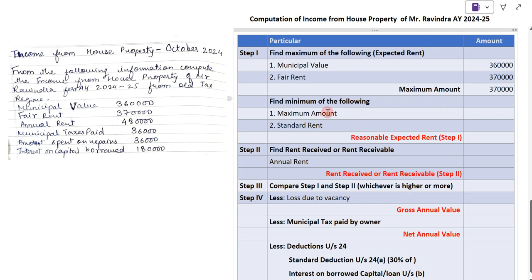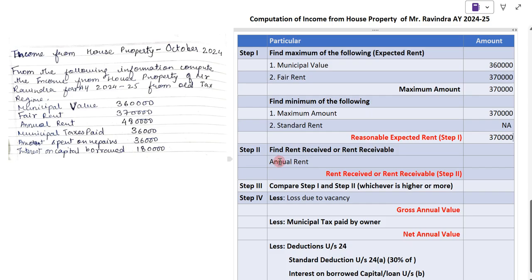Now in the first step, the next thing you have to do is find the minimum of the following, that means the maximum amount and standard rent. The maximum amount we got is 3,70,000. Now, is any standard rent given? No, standard rent is not given, so NA. From these two, 3,70,000 is remaining. So that is the reasonable expected rent. A reasonable expected rent we got is 3,70,000.